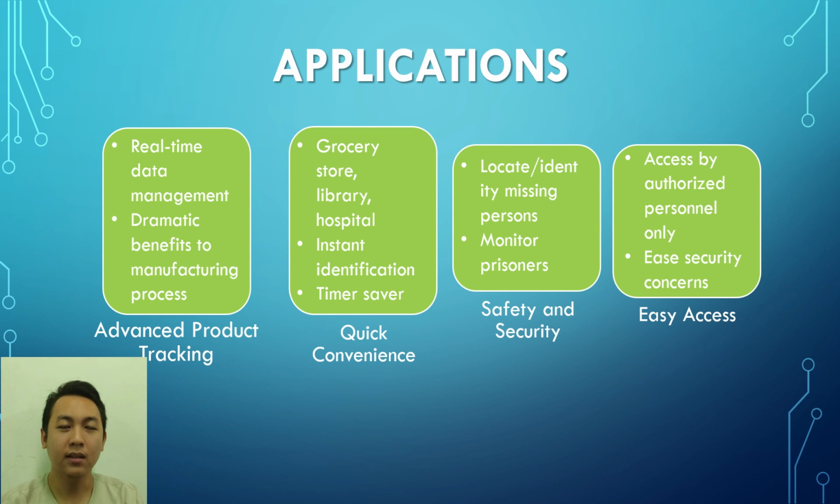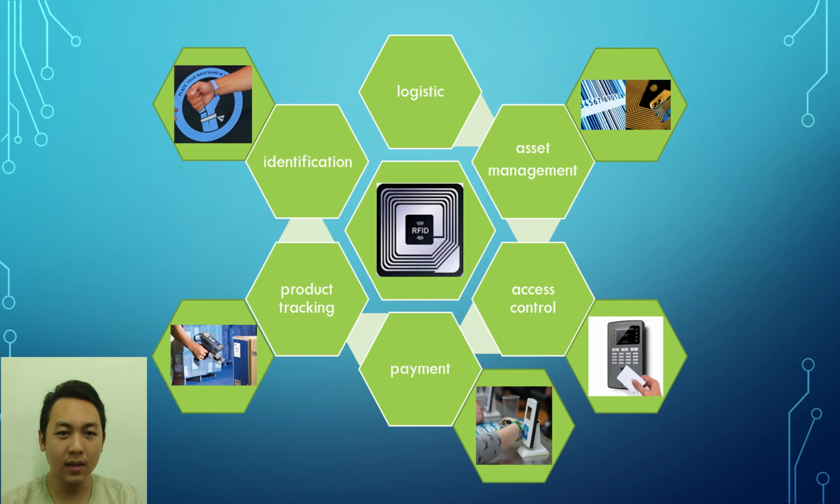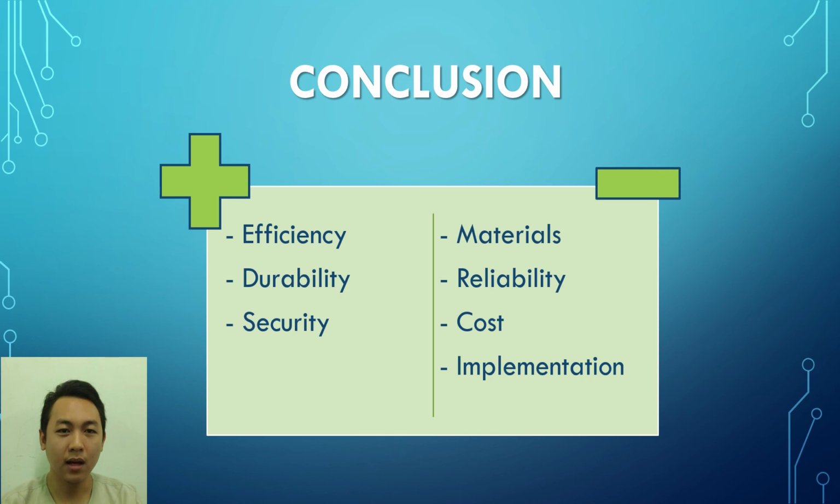For safety and security, the RFID system is able to locate or identify a missing person or monitor prisoners in prison. For easy access, the RFID system will be accessed by authorized personnel only, and it will ease security concerns. So as the conclusion, the RFID system will provide efficiency, durability and security more than any other system available.